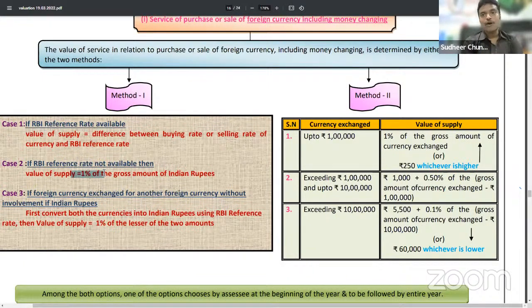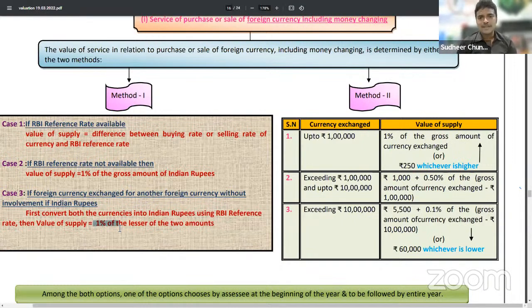Sir, foreign currency to foreign currency, if we exchange, then how to determine? That means, sir, dollars were exchanged for pounds. $100 I have exchanged for 60 pounds. Then what we need to do is see what is the commission in this case. First convert both into Indian rupees, then the lower of the two into 1%. First convert using RBI reference rate. You convert dollars into rupees, convert pounds into rupees. Among those two values, whichever is lower into 1% will be regarded as the value of the supply.